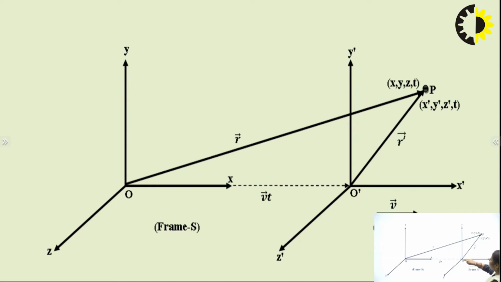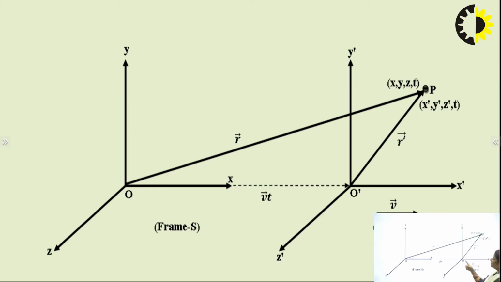Now, you can see that this part O dash P, let us say, is the point where the particle has reached after a time t dash. So, the particle has travelled a distance O dash P and this distance is given by R dash. All right. This part of the discussion is in the S dash frame. And if we want to find the position of the particle, it can be in terms of x dash, y dash and z dash coordinates and the t dash time. All right.